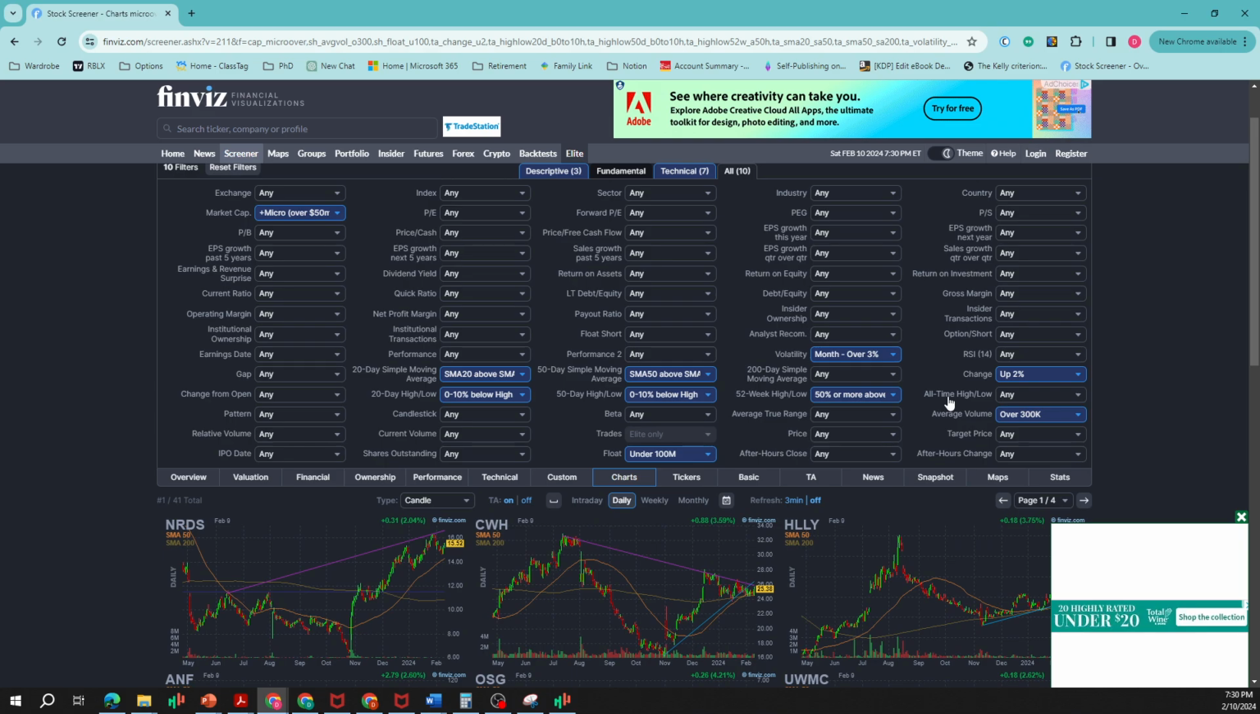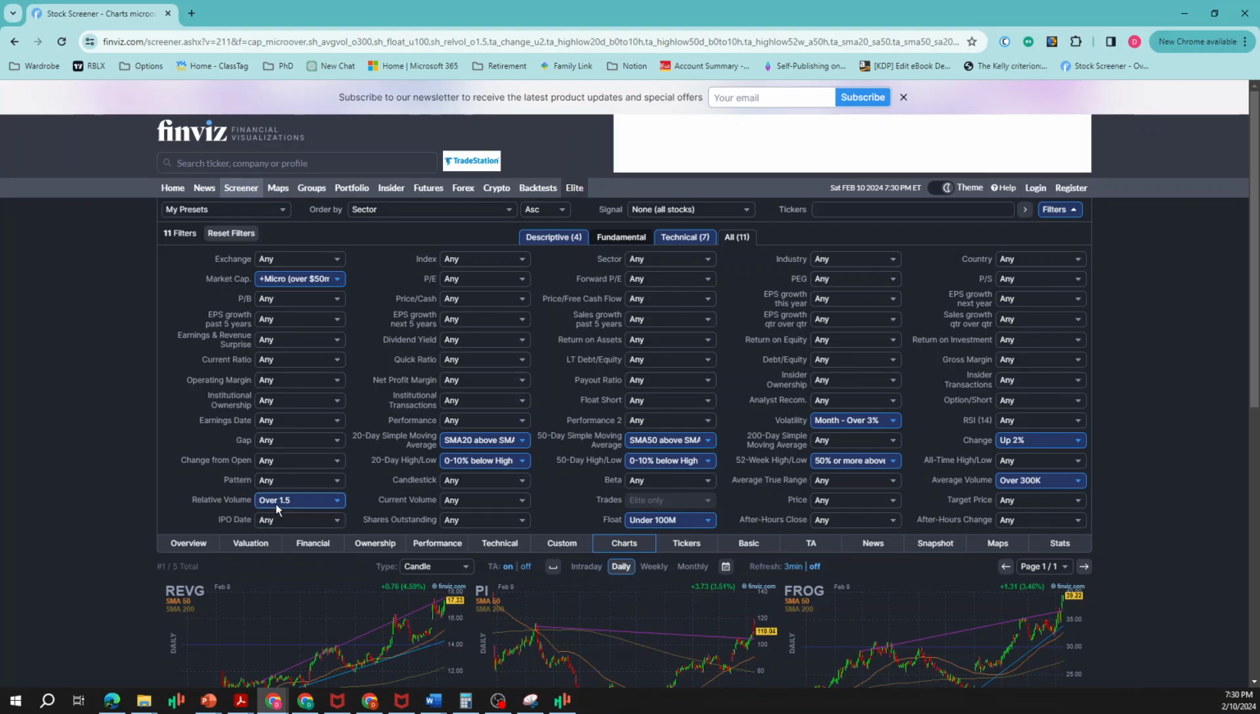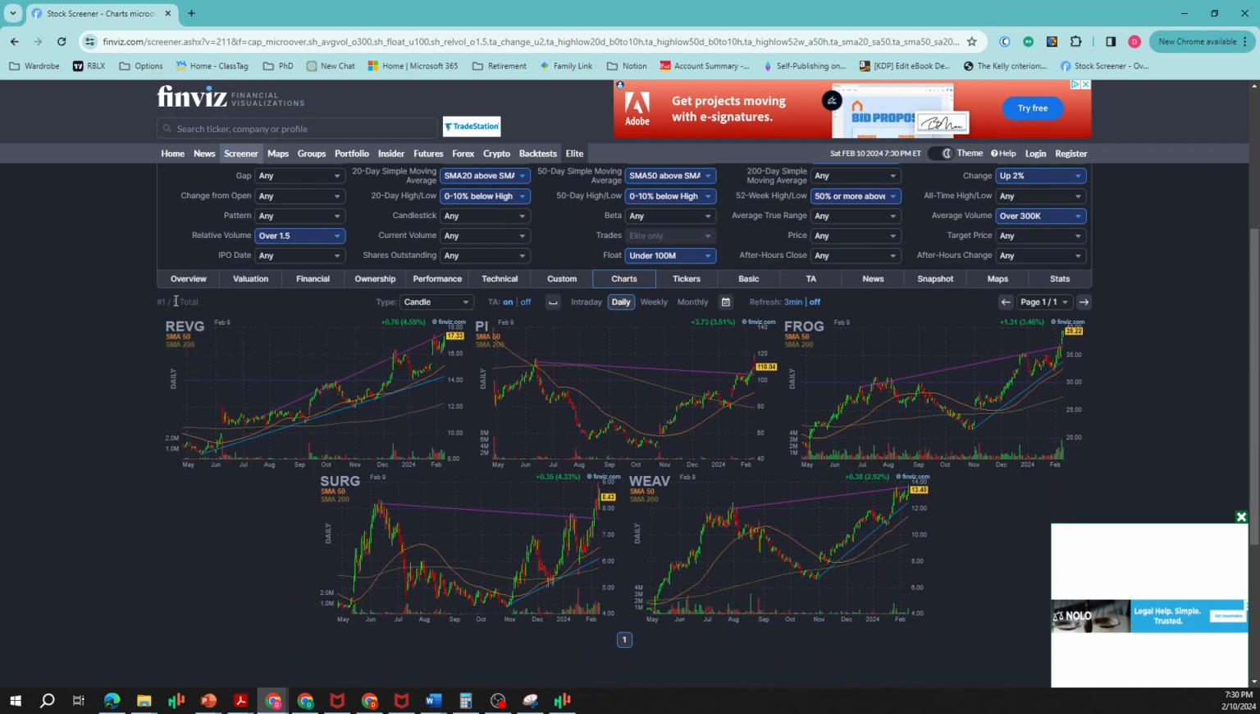And then you can also, what else do we have here? Oh, relative volume. Okay, so this would be another good one. So in addition, you can basically say, I want the stock to be up at least 2% for the day, and I want the relative volume to be over 1.5, which means it's tracking at 50% higher than normal. And you can see, for this particular day, there's only 5 stocks that came through.